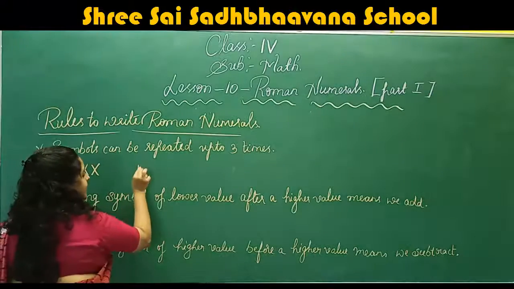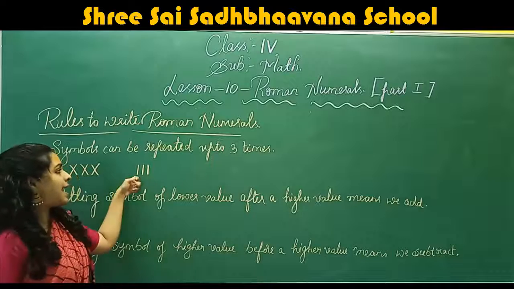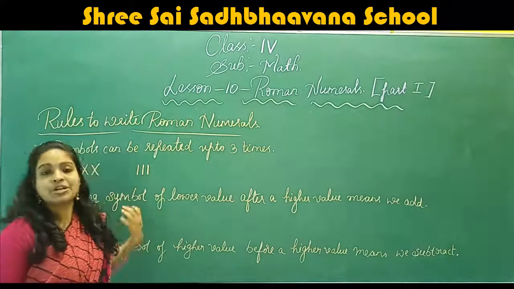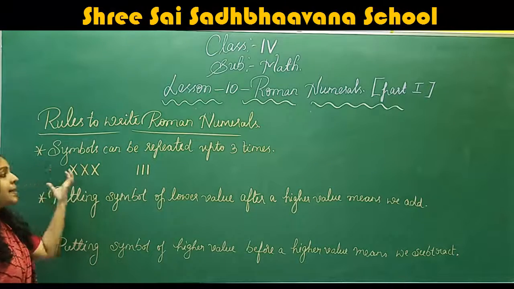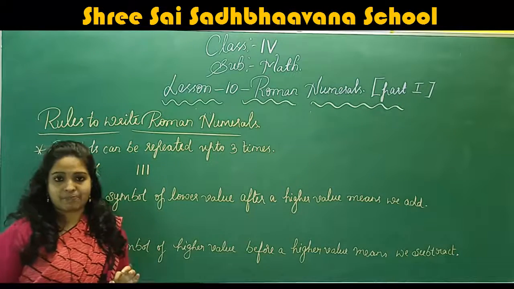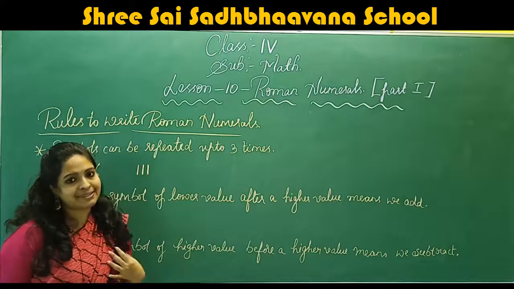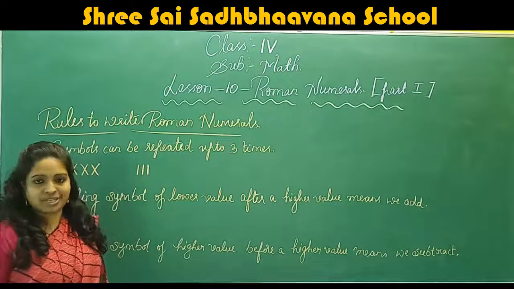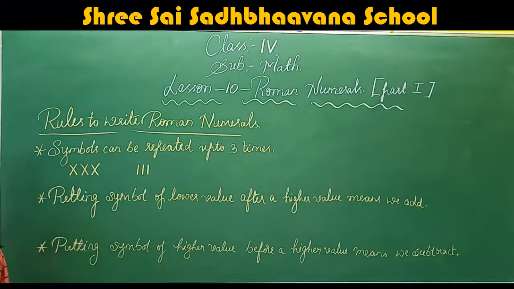If you want to write 3, how will you write 3? I, I, I. So you have repeated it here 3 times. Correct? In this way you can repeat the symbols up to 3 times. Repetition of symbols is nothing but addition.